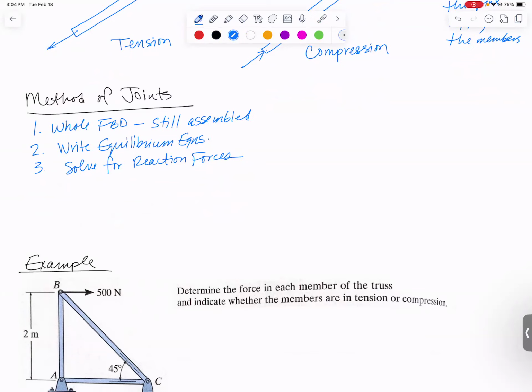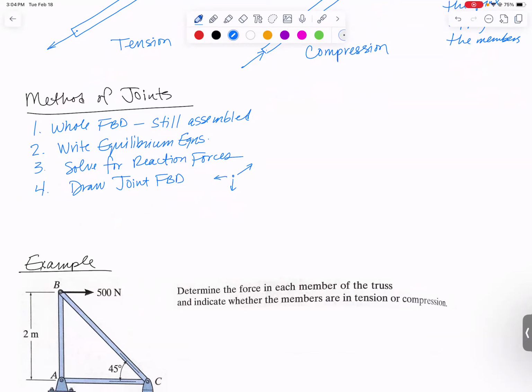Today, we're going to talk about the method of joints, in which at this point, what we're going to do is draw a joint free body diagram. Well, a joint free body diagram is a particle equilibrium kind of problem, right? We're going to have just a dot with a bunch of forces acting on it.